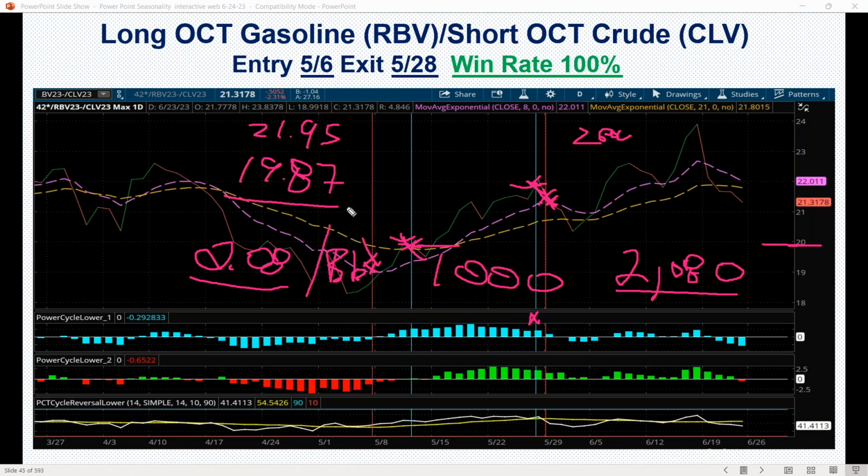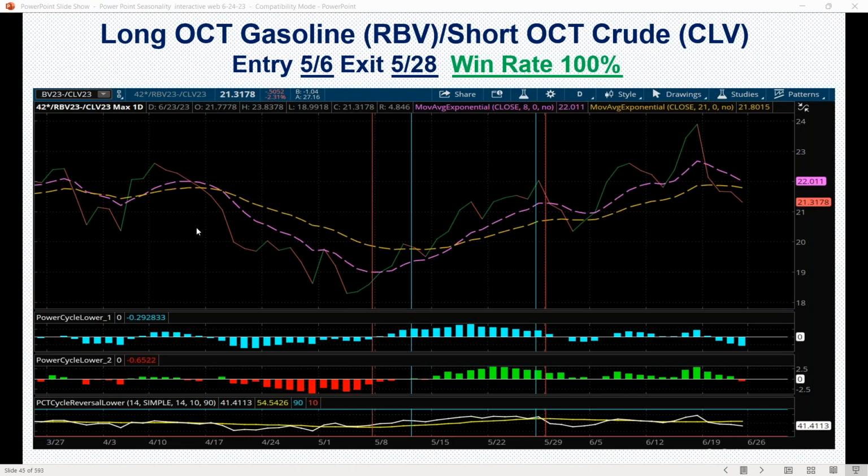But the point is, a lot of times you might have these drawdowns. So this really gives you that extra benefit of the trade.